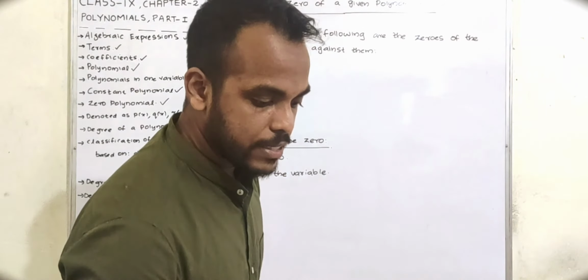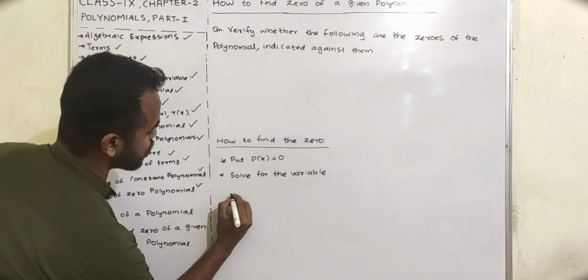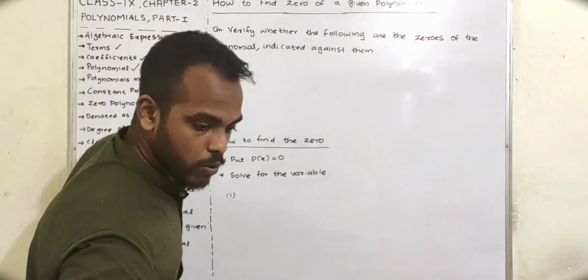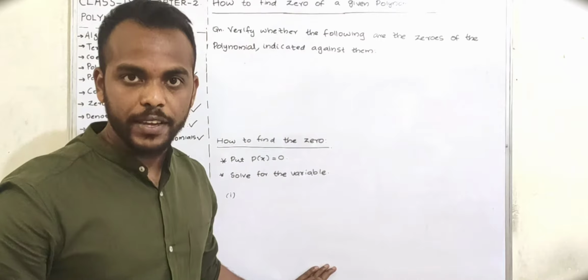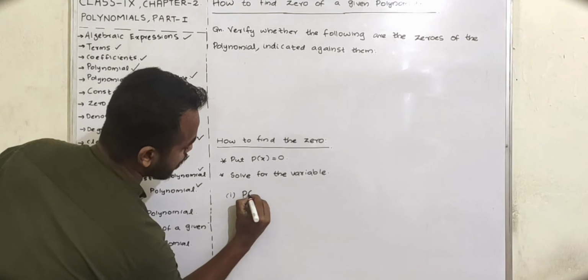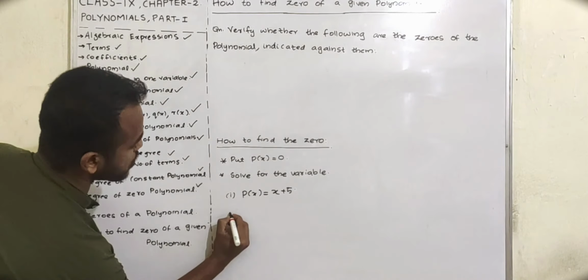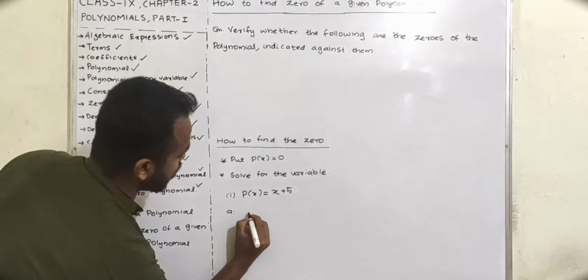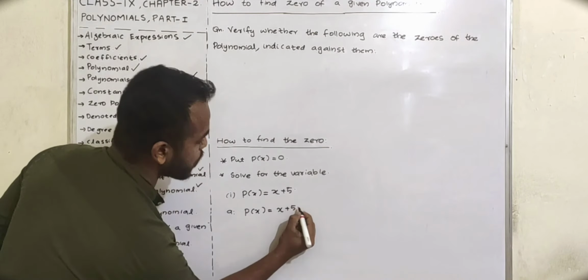I will give you an example in the fourth question of your exercise 3.2. The question is like this: find the 0 of the polynomial in each of the following cases. First question says p of x is equal to x plus 5. So what's your first step? First you should write what is p of x. So I am going to rewrite this one. P of x is equal to x plus 5.